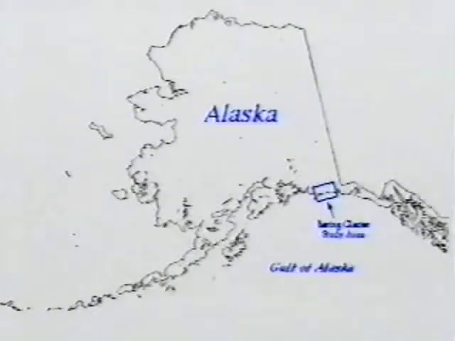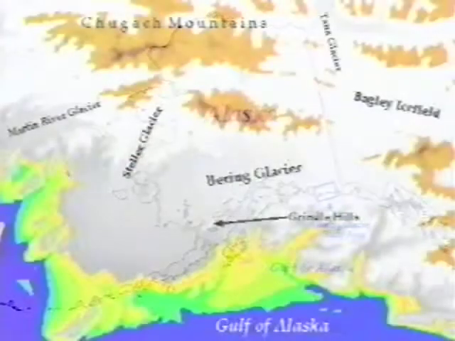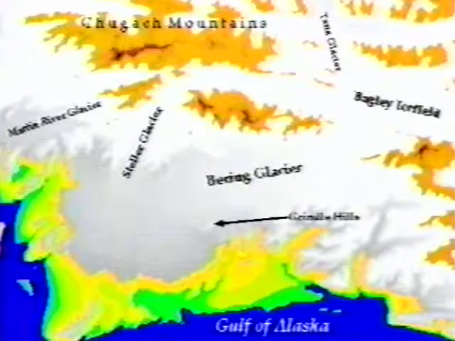The Bering Glacier, southeast of the Stellar, is the largest glacier in North America. Normally, this massive river of ice moves no more than a few inches per day, but in early 1993, the Bering Glacier began a remarkable surge, moving as much as 100 feet in a single day.